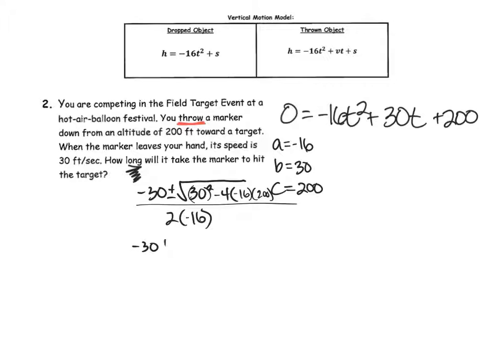Negative 30 plus or minus the square root of 30 squared is 900. And I will tell you right now what the other part is. Negative 4 times negative 16 times 200 is positive 12,800, all over negative 32. Okay?